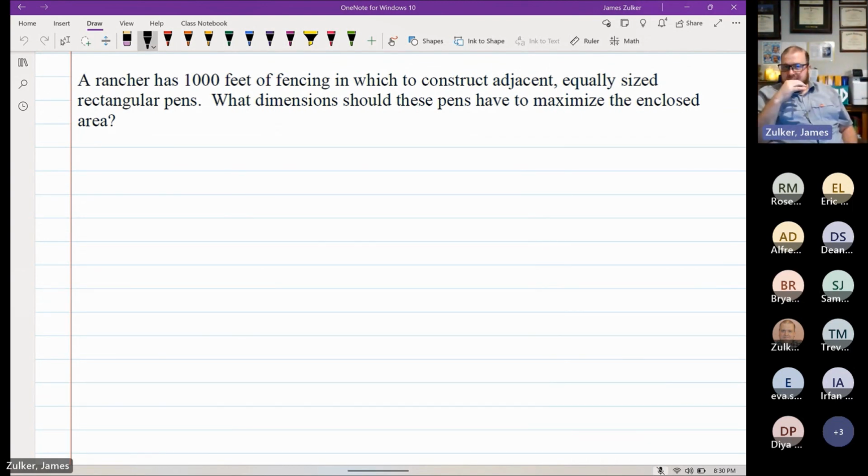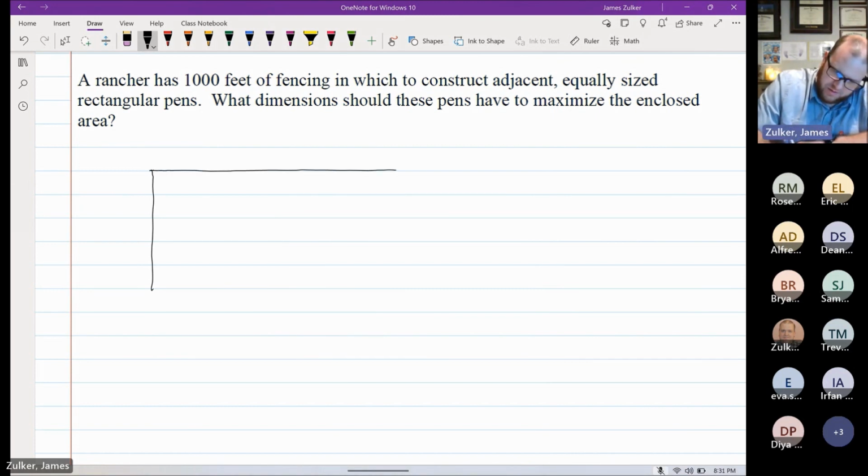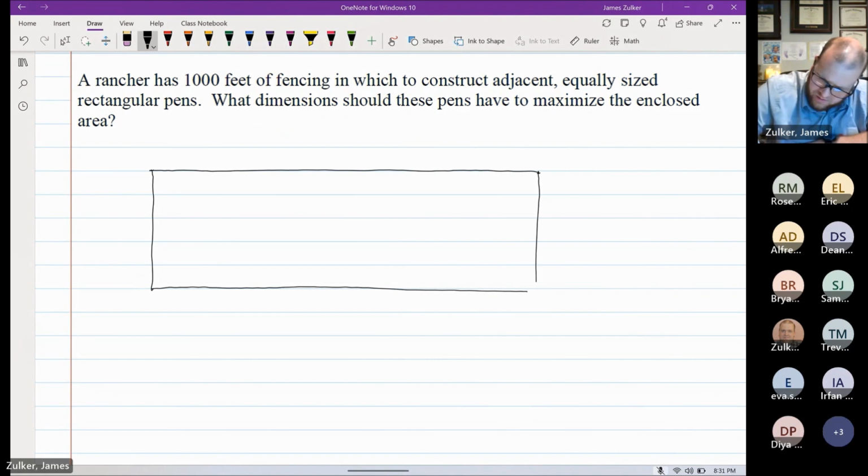A ranch has 1,000 feet of fencing in which to construct adjacent, equally sized rectangular pens. What dimensions should these pens have to maximize the enclosed area? That looks good. It's too crooked. That looks close enough.